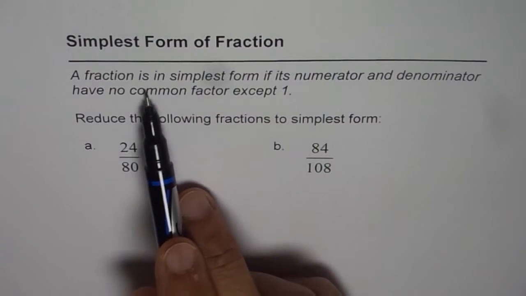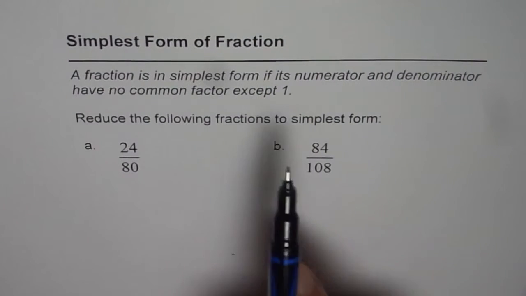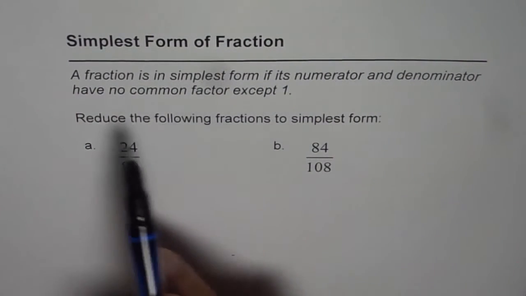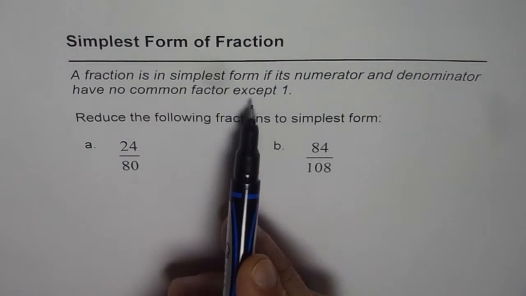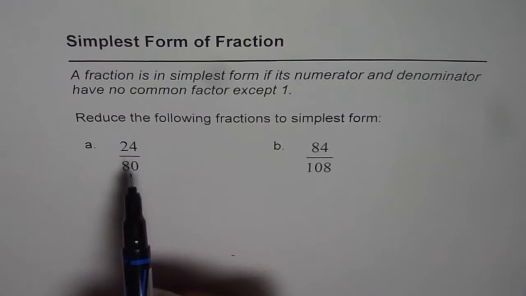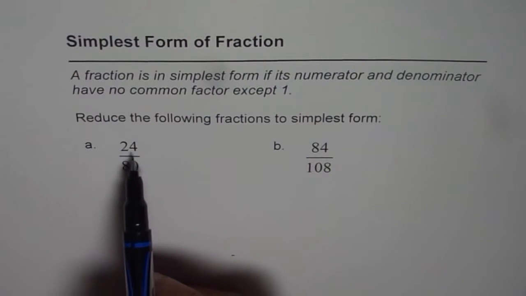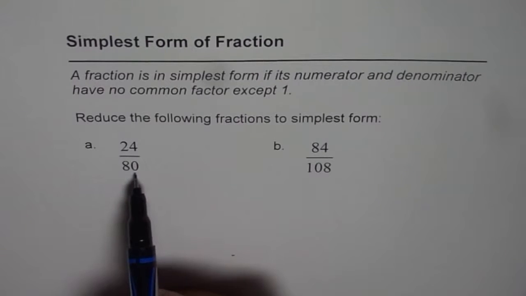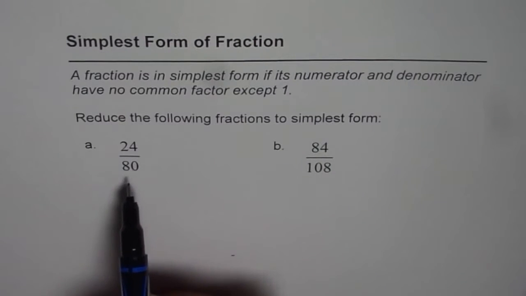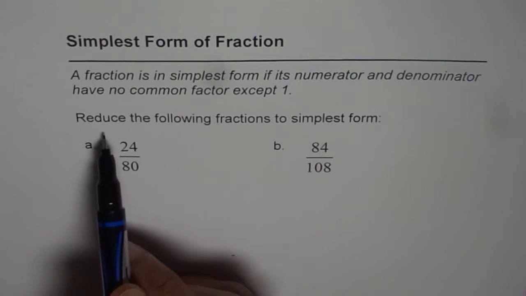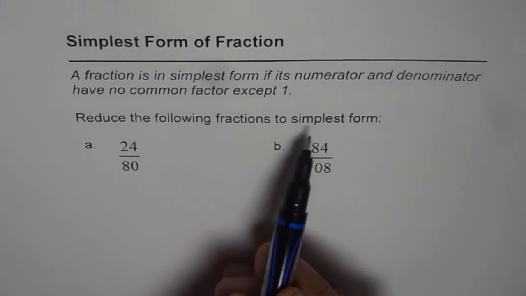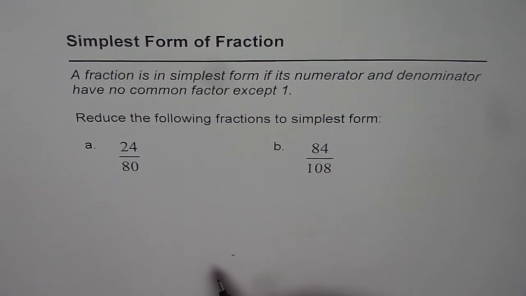A fraction is in simplest form if its numerator and denominator have no common factor except 1, correct? That means if I have a fraction like 24 over 80, if I reduce it to the simplest form, then there won't be any common factor between the two. At present, 2 is a common factor. Both are even, right? So it is not in the simplest form. Therefore, the question is, reduce the following fractions to simplest form. So that is what we are going to do now.